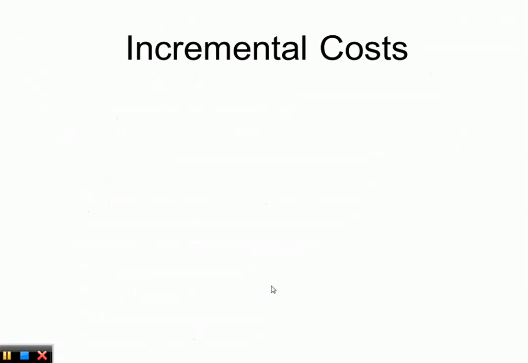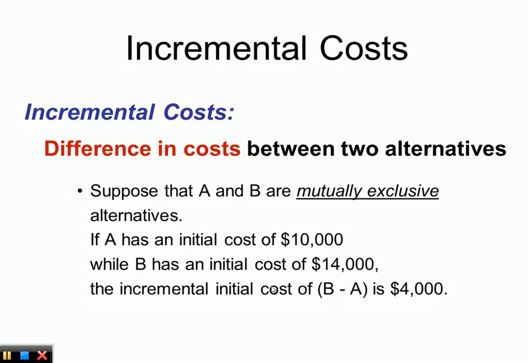Alright, next we want to talk about incremental costs. And we'll talk even more about it in later chapters. So incremental costs are the different costs between two alternatives. Suppose that A and B are mutually exclusive alternatives, which means that you can only engage in either A or B.